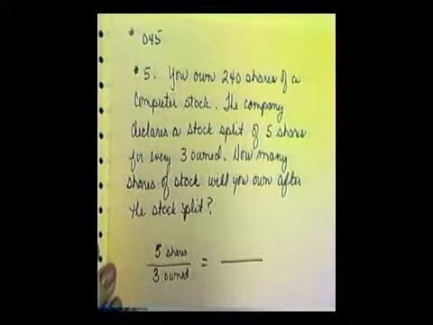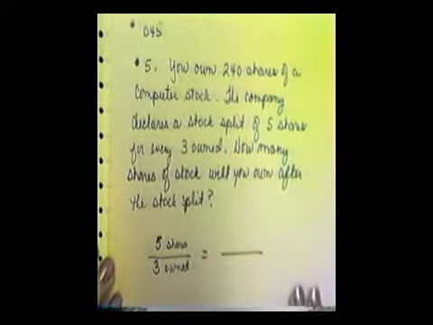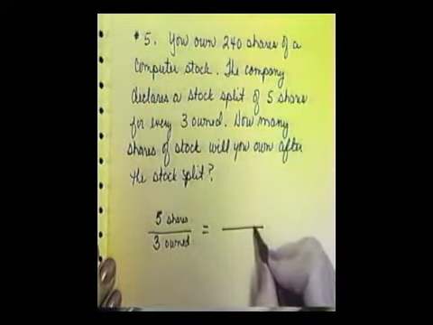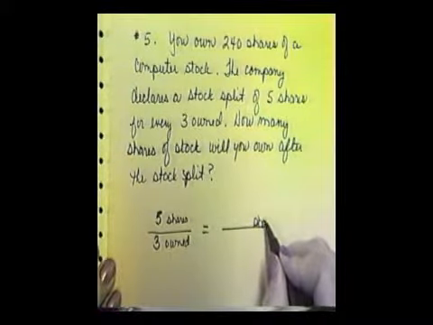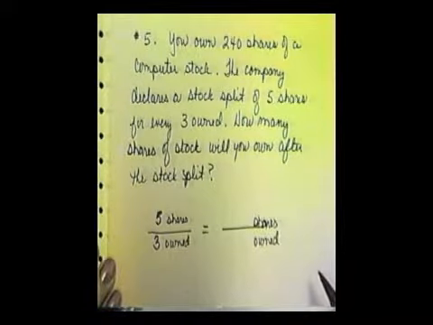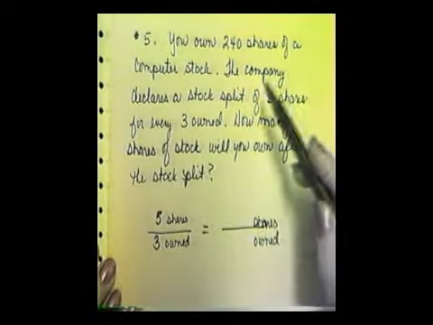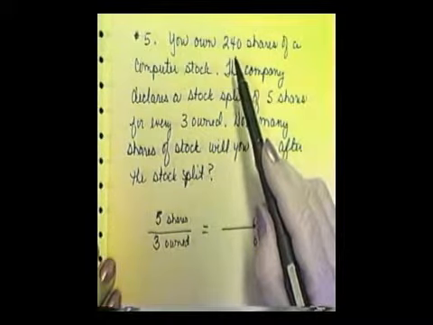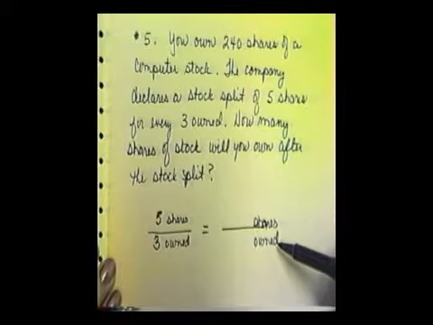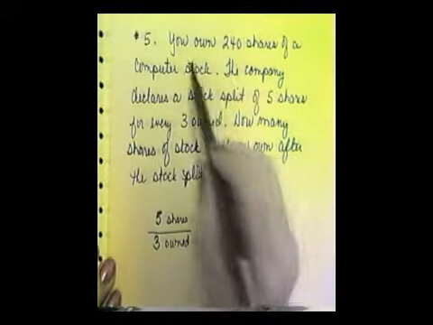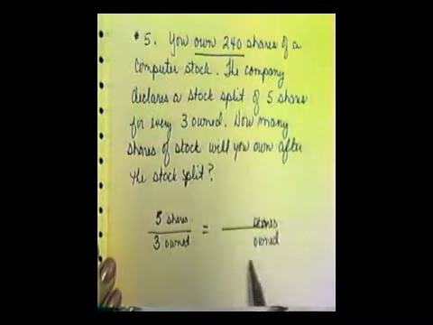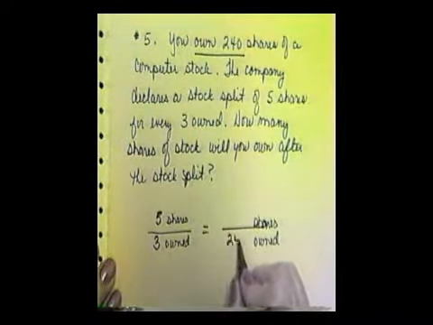Now, we want to know how to set up this ratio. We're going to set up this ratio the same way. We're going to have shares over owned. Now, according to the information in our problem, what does 240 represent? Does it represent the shares you're going to have or the shares that you already own? It says we own 240. So that means the 240 must go under the owned.